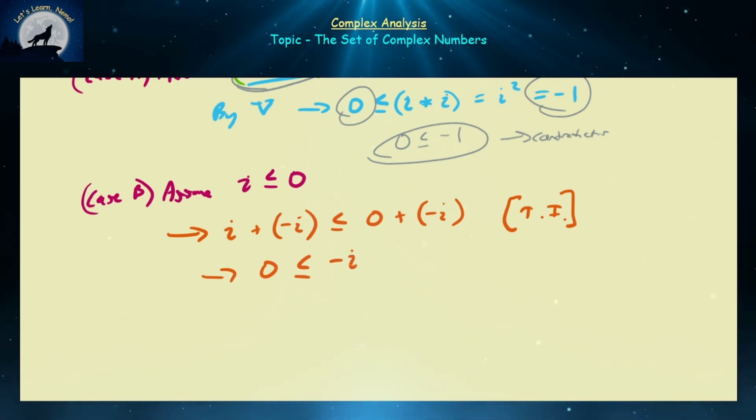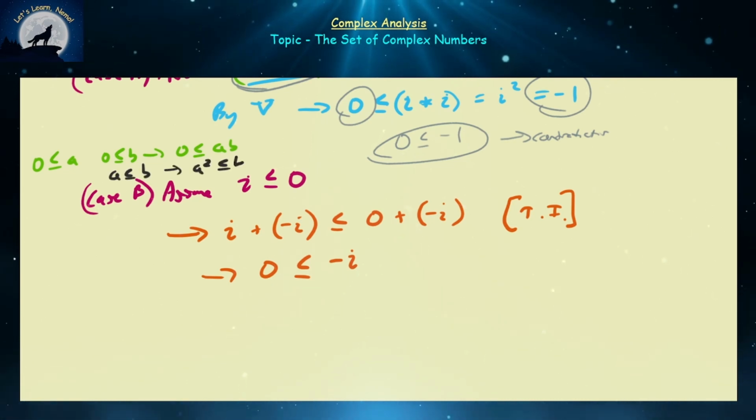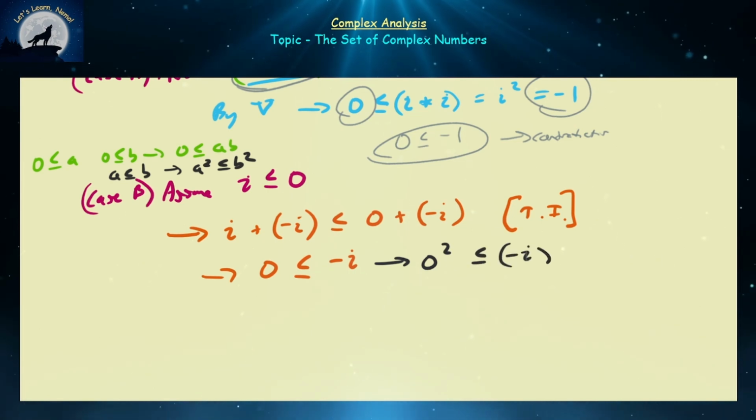Right? So keep in mind there is another property that actually comes as a corollary, that if 0 is less than or equal to a and 0 is less than or equal to b, then 0 is less than or equal to ab. You should be able to show that this is actually equivalent to saying if a is less than or equal to b, that means a squared is less than or equal to b squared. Right? That would be a corollary of that. So if we take that as fact, which I will because that's more of an ordering property from the reals, so you should be able to verify that it holds here, then you should be able to see that if 0 is less than or equal to minus i, then 0 squared will be less than or equal to minus i, the quantity squared.